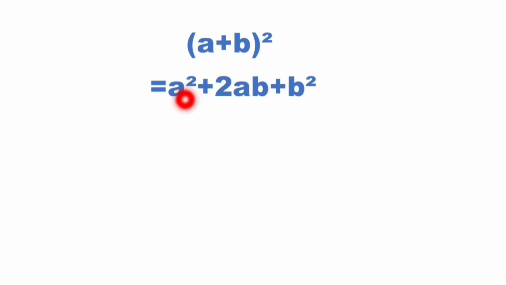The first term is squared. The middle term is the product of the first term and the second term, twice, two times. Then the last term is the square of the last term of the binomial. And the signs between them are all positive. Since this is positive, the middle term and the last term are positive.